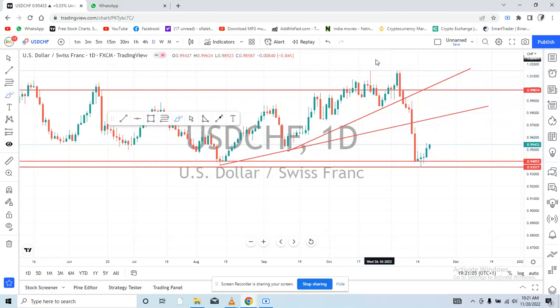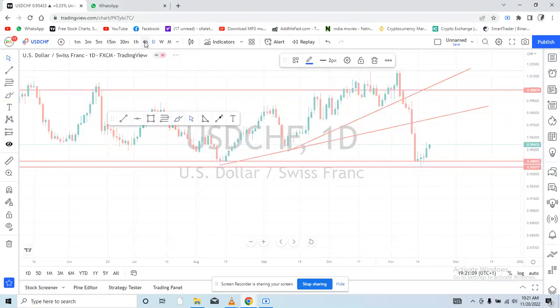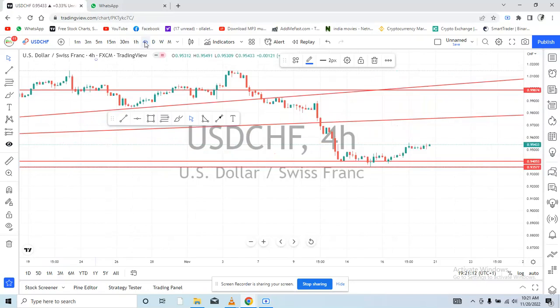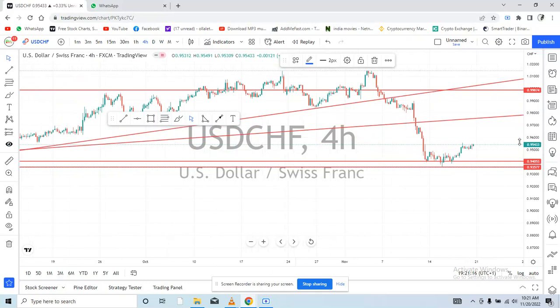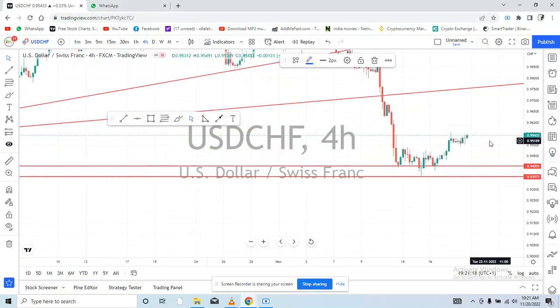Now let's look for entry on the lower time frame. This is the daily time frame, right? Let's see what we have on the 4 hour time frame. Okay, the price has given us the pattern we are looking for. Look at it here. This one is called head and shoulders. Now the price is going up. Wait for the price to drop down a little bit, somewhere around here or here, then you join the buy again and enjoy your ride.